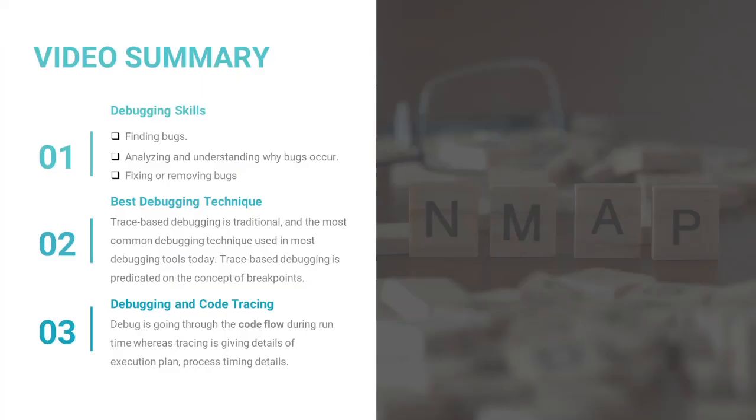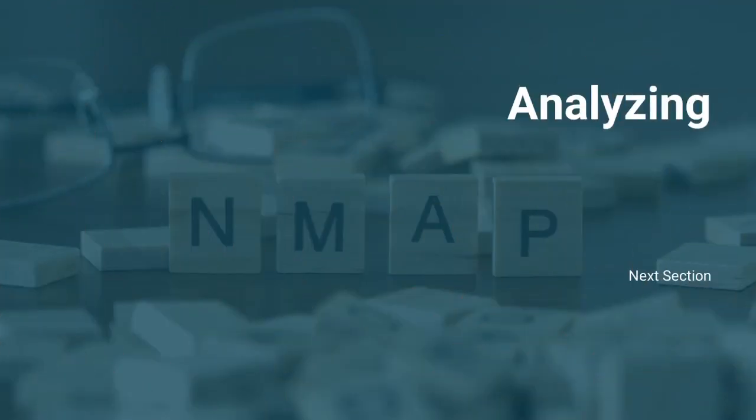Let's have a summary of our video. First of all, we talked about finding bugs, analyzing and understanding why bugs occur, and fixing or removing bugs. The best debugging technique is trace-based debugging, which is traditional and the most common debugging technique used in most debugging tools today. Trace-based debugging is based on the concept of breakpoints. At the end, debugging is going through the code flow during runtime, whereas tracing is giving the details of the execution plan and process time. The next video should be the first video of section 9, analyzing. Good luck.